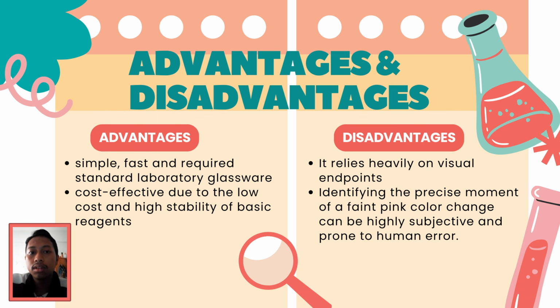One of them is that it relies heavily on a visual endpoint, because milk is naturally an opaque and white emulsion. Identifying the precise moment of a faint pink color change can be highly subjective and prone to human error. Despite this limitation, this analytical methodology serves as a cornerstone for industrial food safety.